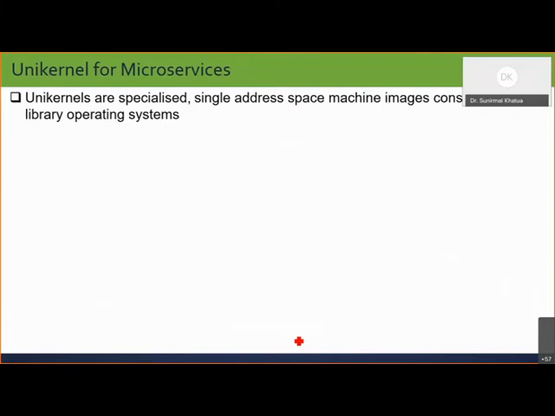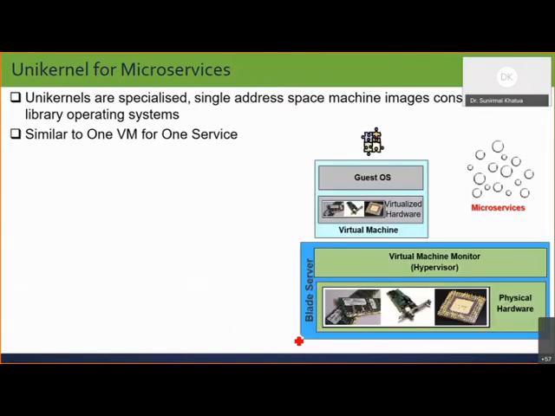To understand this term, let me give you one example here. We already discussed that in the case of containers, one microservice is not mapped to one virtual machine. One microservice is mapped to one container, and multiple containers are mapped to one virtual machine. That was the concept in containers. But in unikernel, it's reversed again. One VM for one service with unikernel.